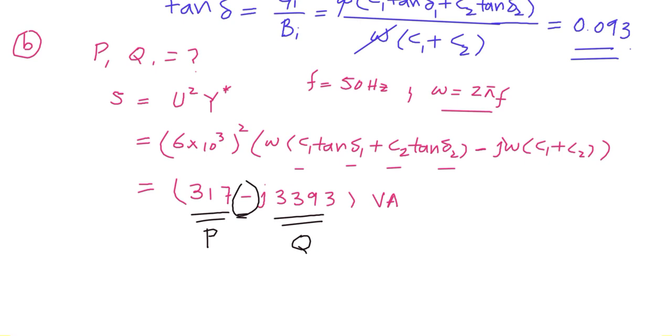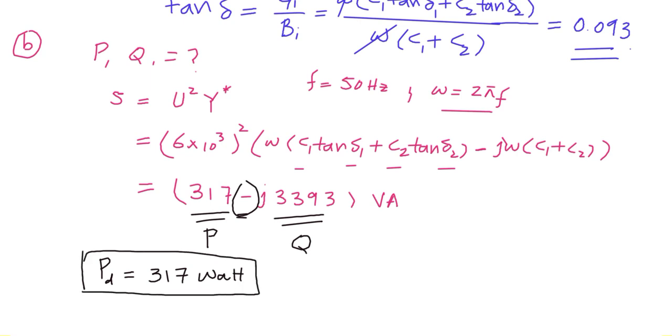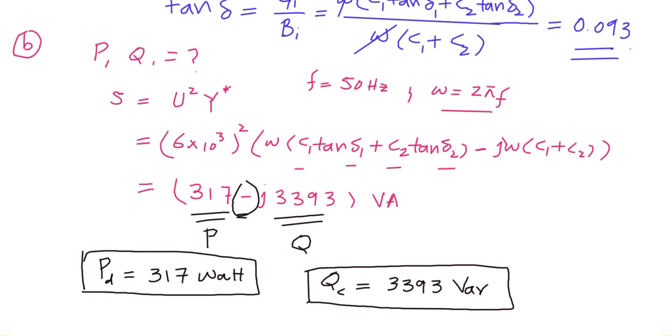So the dielectric power loss, P, or we can also say P_D, is equal to 317 watt, and the capacitive reactive power of the dielectric, Q_C, is equal to 3393 var. These are the answers.